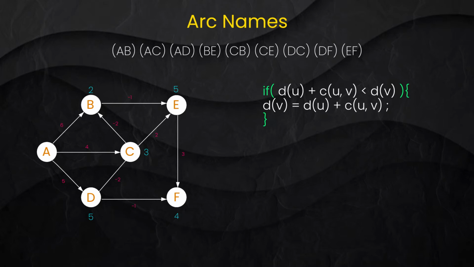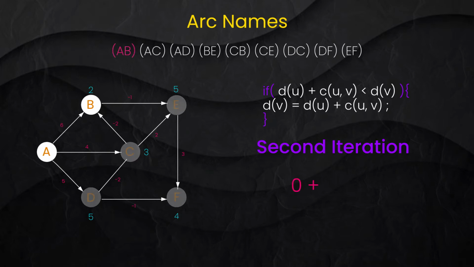Now, as we completed the first iteration, let's move on to the second iteration and continue the process. The process again starts with the node A. So again, you consider the arc AB. So 0 plus 6. 6 is greater than 2, so you will not update. Then AC. AC is 0 plus 4. That is 4, which is greater than 3, you will not update. Then AD, that is 0 plus 5 equal to 5. No change, you will not update.